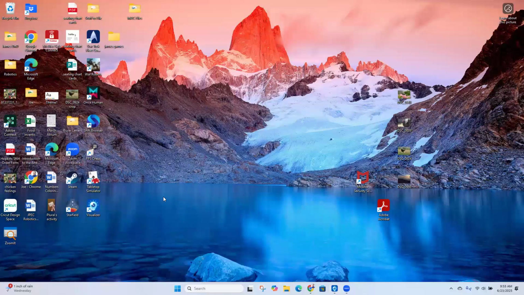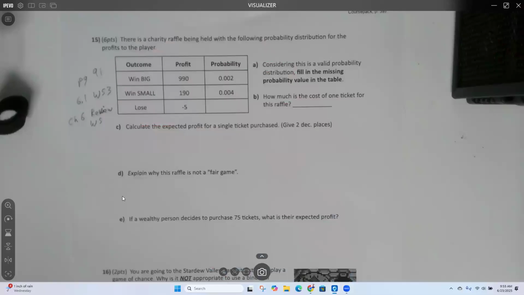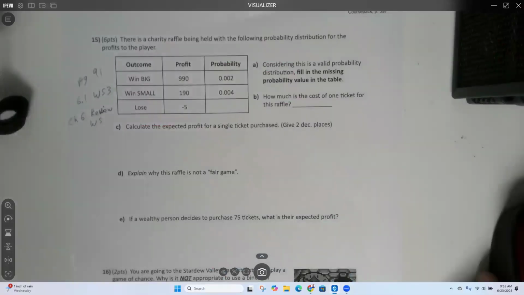Did I lose my screen share? You guys, yeah, I did. There we go. You guys still able to see my screen? No. Okay, hold on. There it is. Now it's there. Okay.